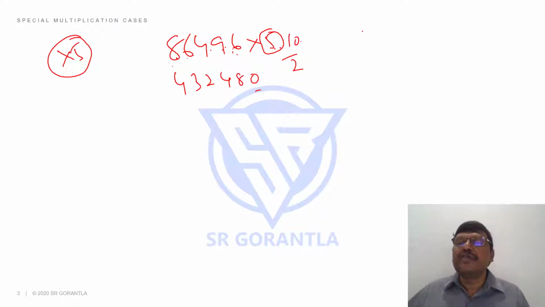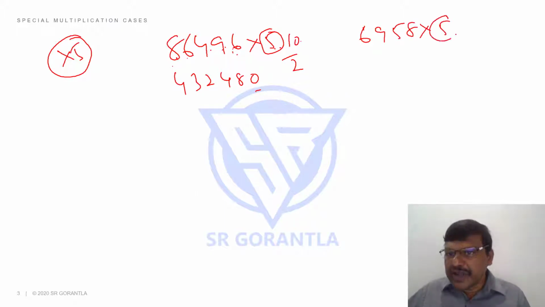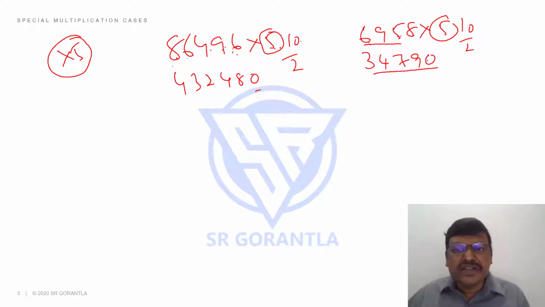So let me ask one more small digit. 6958 into 5. What am I saying? 10 by 2, I said. Let's not write 10 by 2 every time, I'm just writing to explain to you. Divide by 2, please. 2 3s, 2 4s 8, 7, 2 7s 14, 2 9s. Done. So this is by 2. Into 10 means the last digit will be 0. Is it not easy? Tell me.